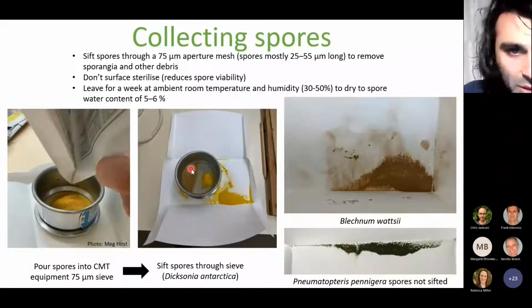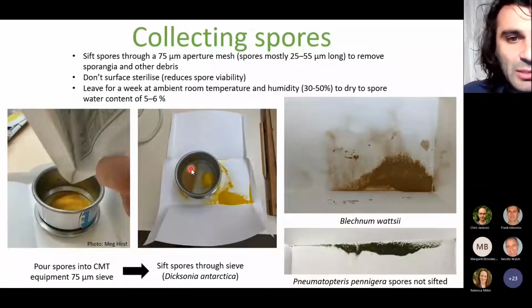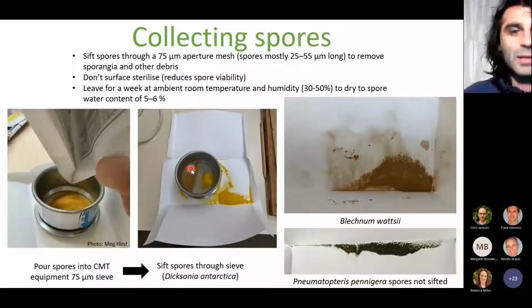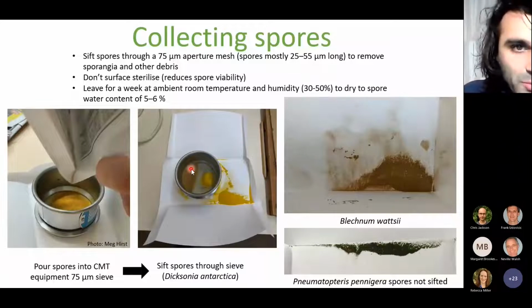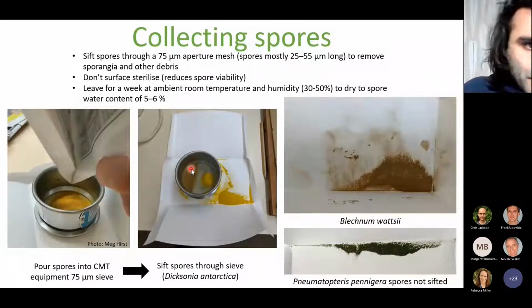So they get left behind because they're too big, they're larger than 75 micrometers, and other things like dirt and scales and hairs and things that are unnecessary, they get left behind in the sieve. And that's good because those larger structures could potentially cause contamination. So there's no use having them in the sample. So we want to isolate the spores from those before storage.